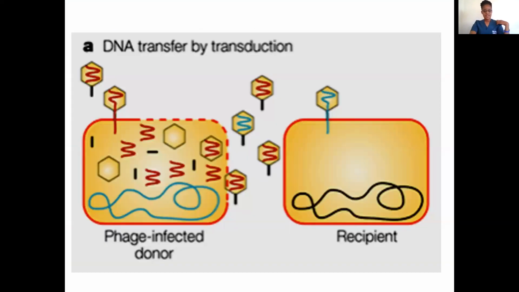This is a diagram that shows the process. So this is a phage-infected donor. It has all the genes that you want transferred. Then this is the recipient. So once the bacteriophage attaches itself to the recipient bacterial cell, it is able to transfer the genes from this cell to this other cell, the recipient cell.